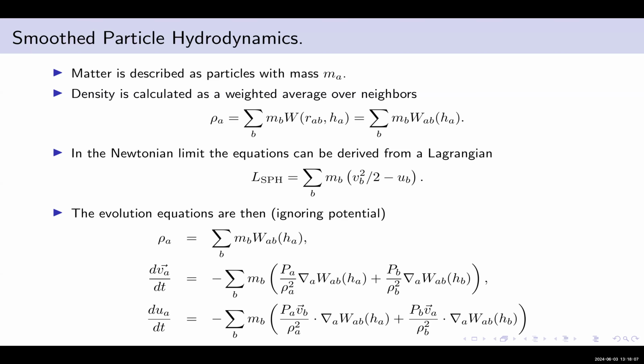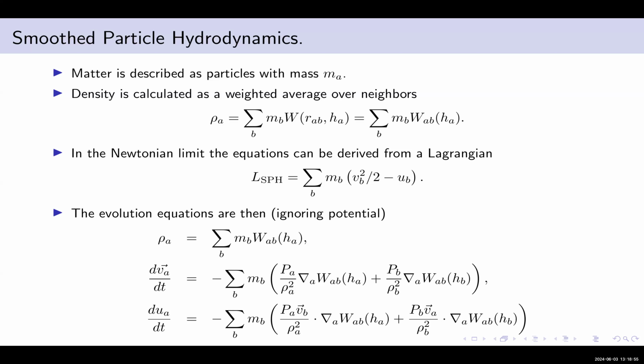So, as I said, matter is described as particles with a mass m. The index A here is labeling all our particles. And then the density is calculated as a weighted average over neighbors using this smoothing kernel function. So it depends on the distance between the two particles and the smoothing length that has been assigned to particle A. Outside of the smoothing length, the contribution is zero. When the distance is smaller, you get a contribution, and you get a larger contribution the smaller the distance is.